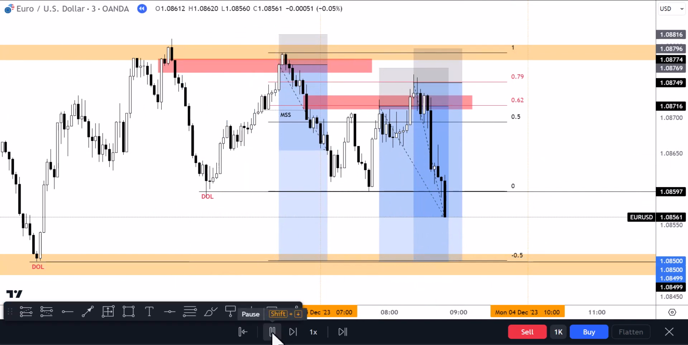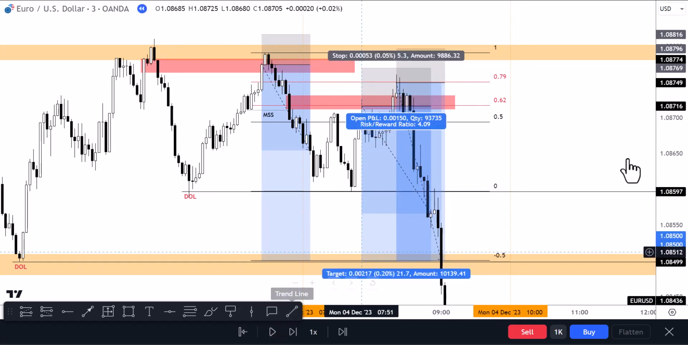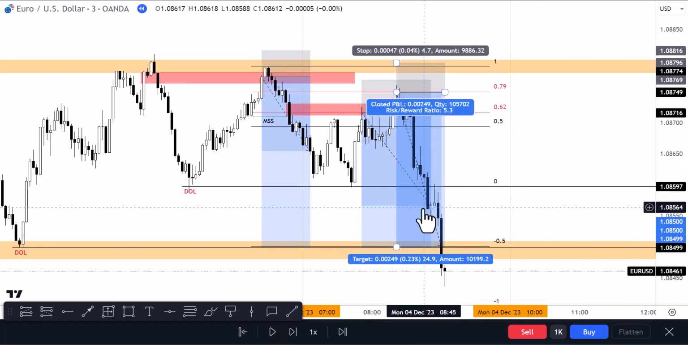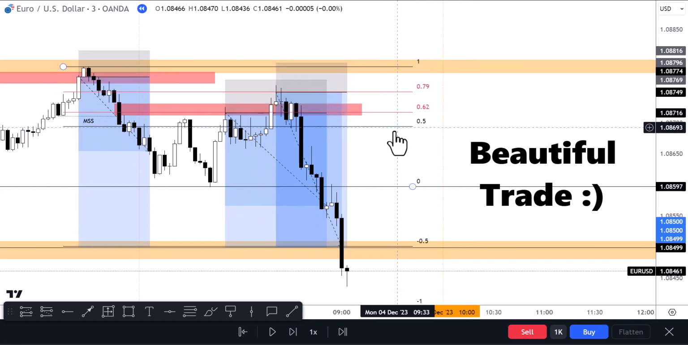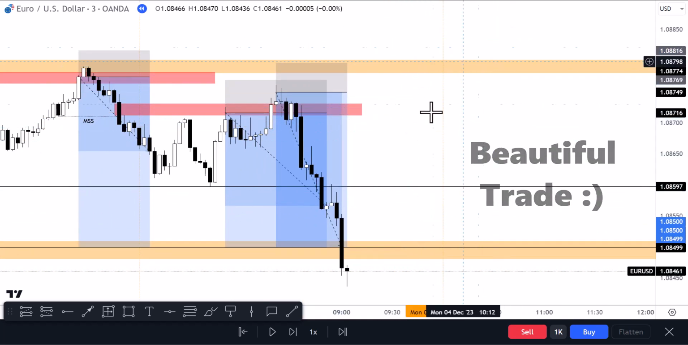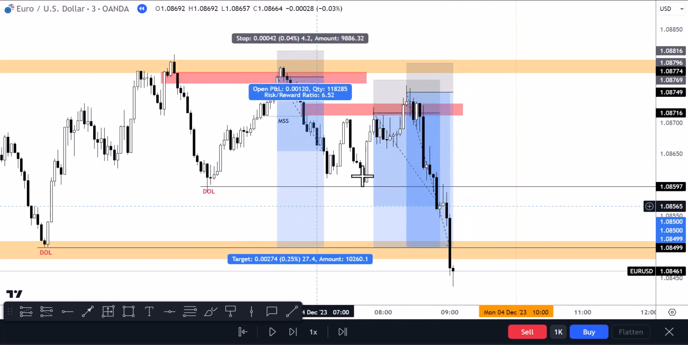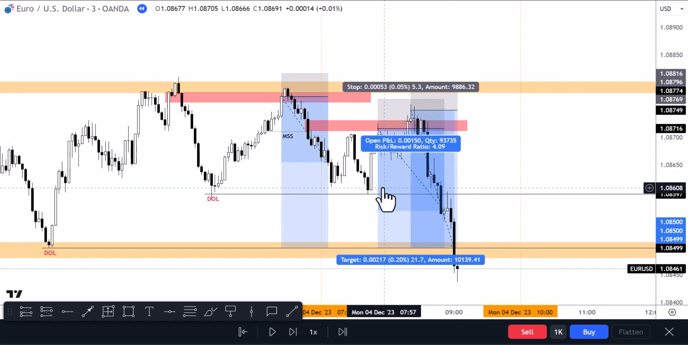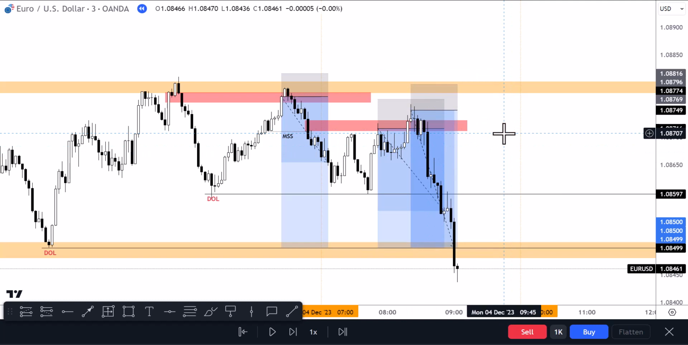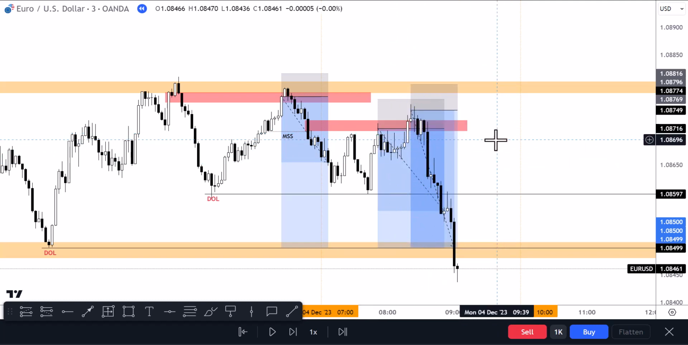So let's see. Hang up. Okay, boom. Runs up and then just flushes nicely. So beautiful trade. Price hits all TPs from the London setup to the two setups in New York. We got 1 to 4 and a 1 to 5. So in total, this is a 1 to 9 that you bagged in one session, one pair.